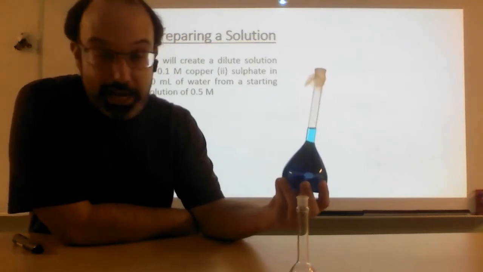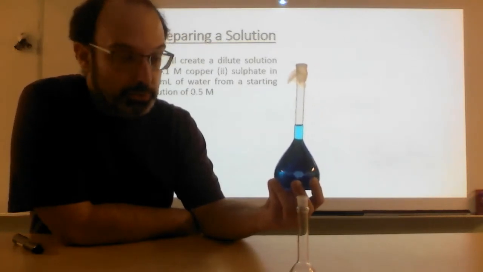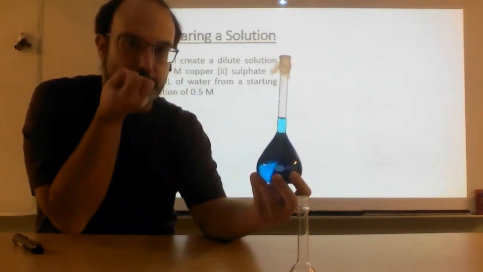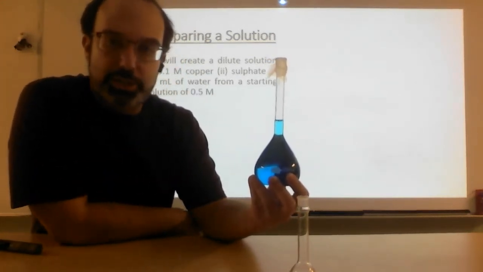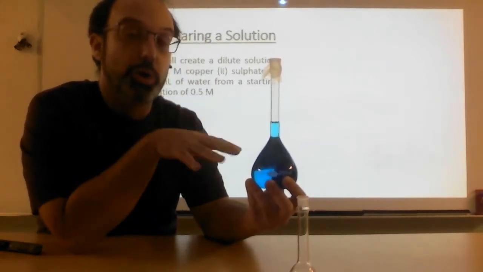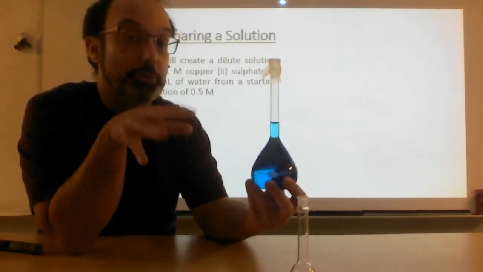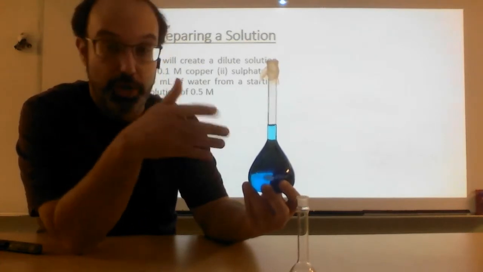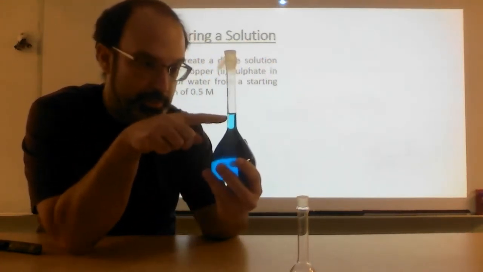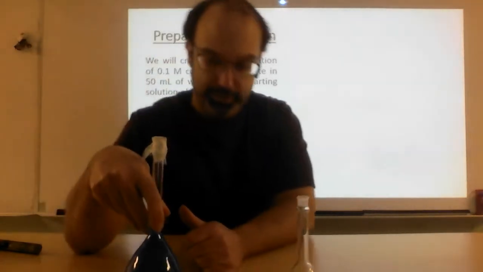Now again, I can't change the number of moles of copper(II) sulfate in here, right? I can't reach in and pull them out. So the only way I can change the concentration is by adding more water compared to the amount of solute, the copper(II). Now I can't do that in here because this thing only goes up to this line. So I've got to do it somewhere else.